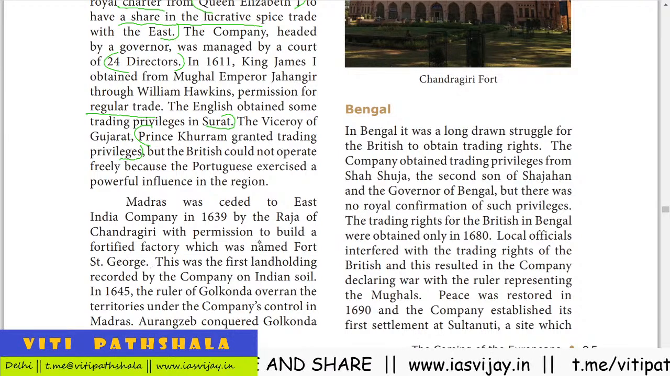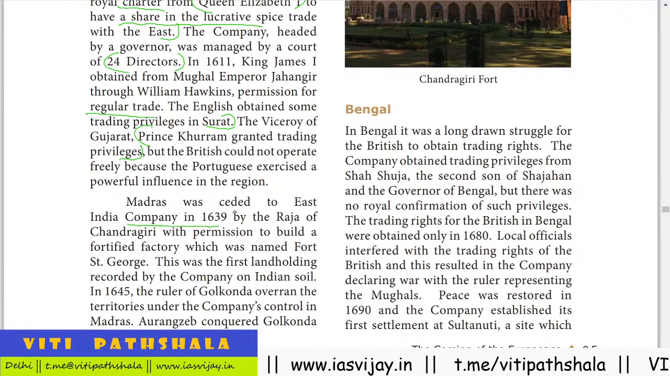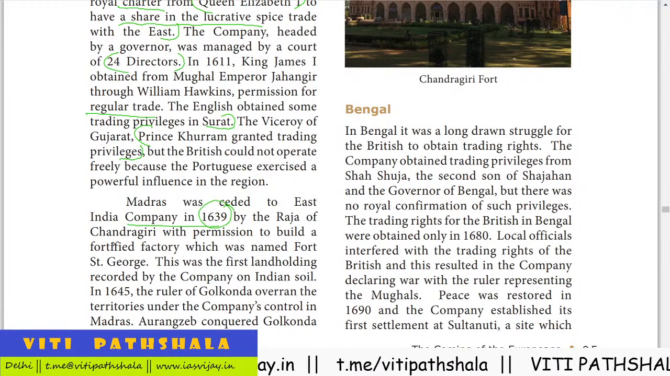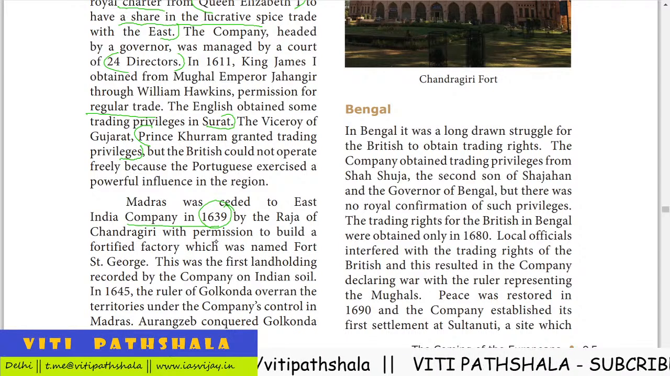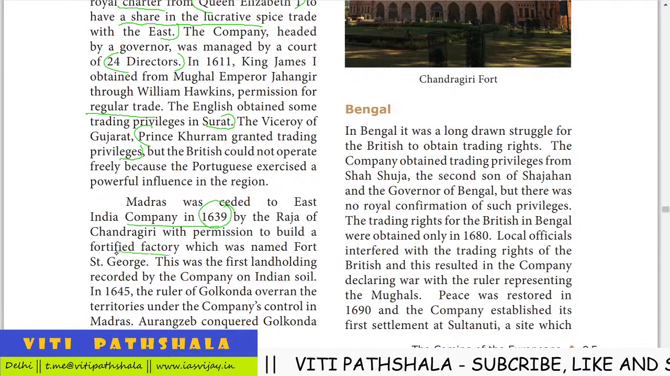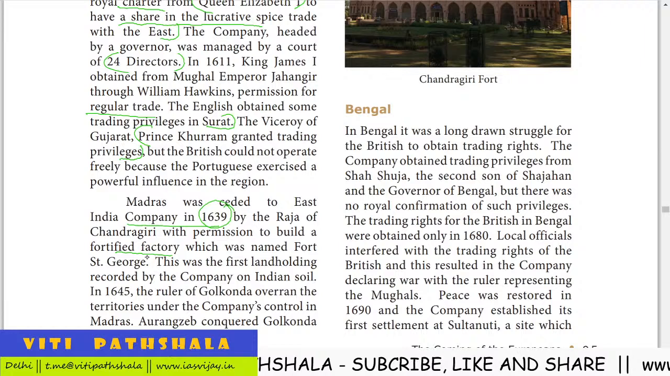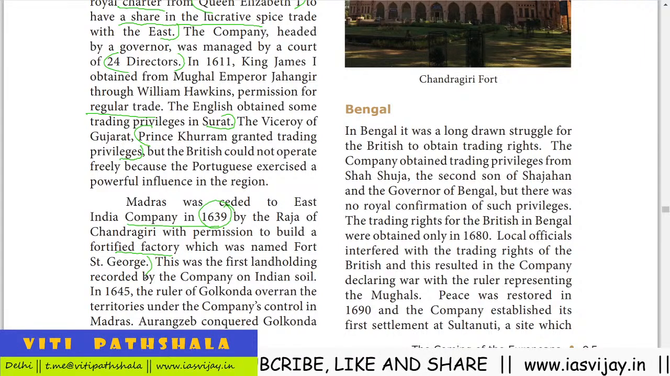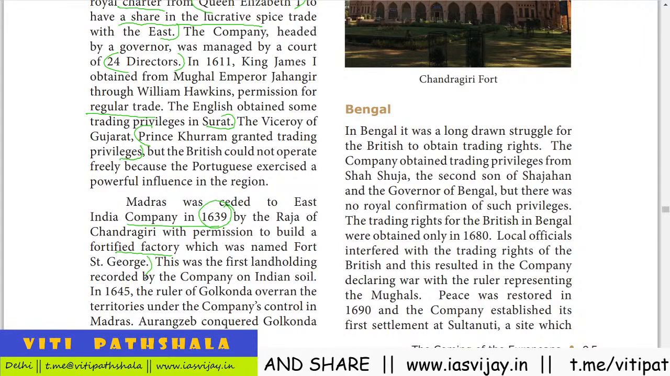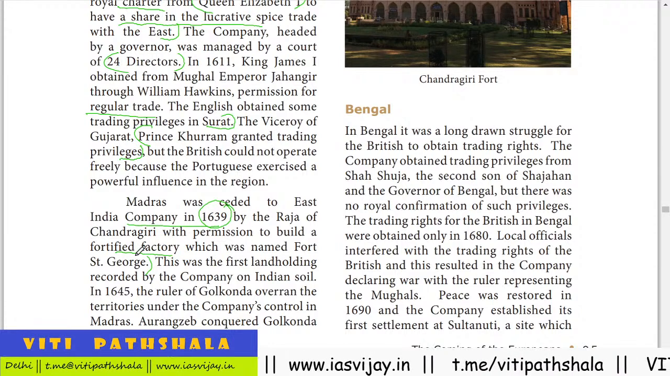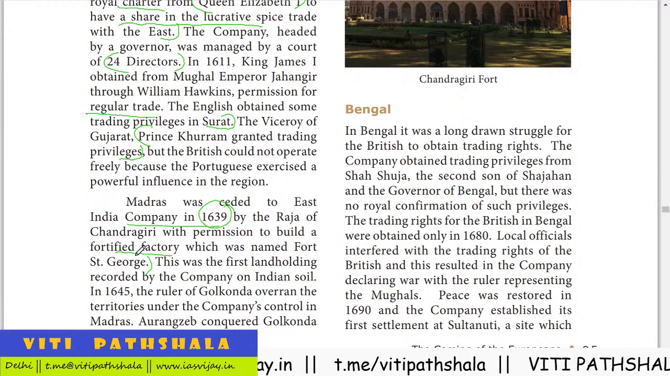Madras was ceded to the East India Company in 1639 by the Raja of Chandragiri, with permission to build a fortified factory which came to be known as Fort St. George. This was the first land holding recorded by the company on Indian soil.